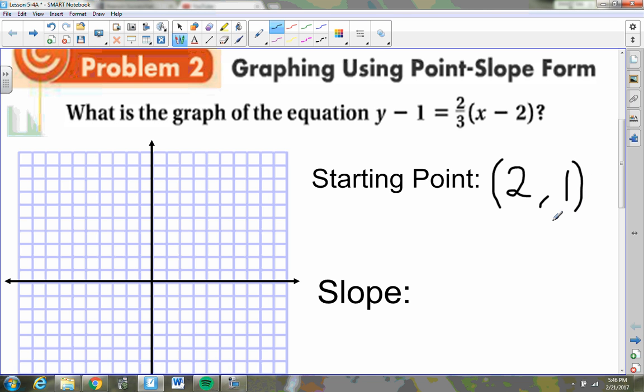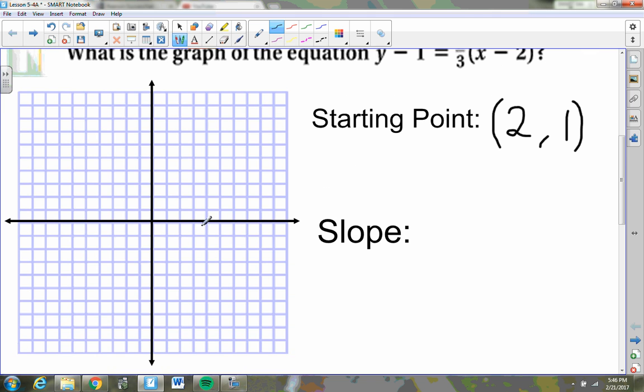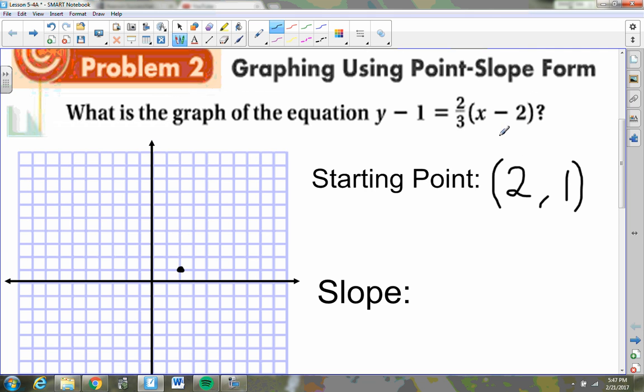So my starting point on this graph is 2 in the x direction, and 1 in the y direction. So, I go on my graph, 2 in the x and 1 in the y, and there's my starting point right there. I know that point is for sure my starting point because of what is being subtracted from the x and what is being subtracted from the y.